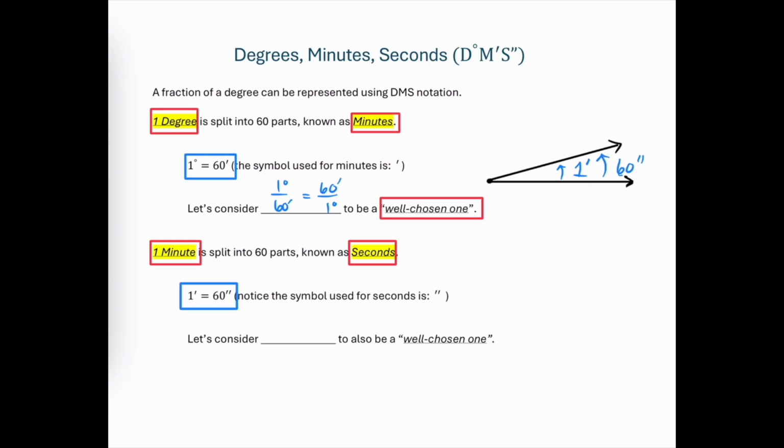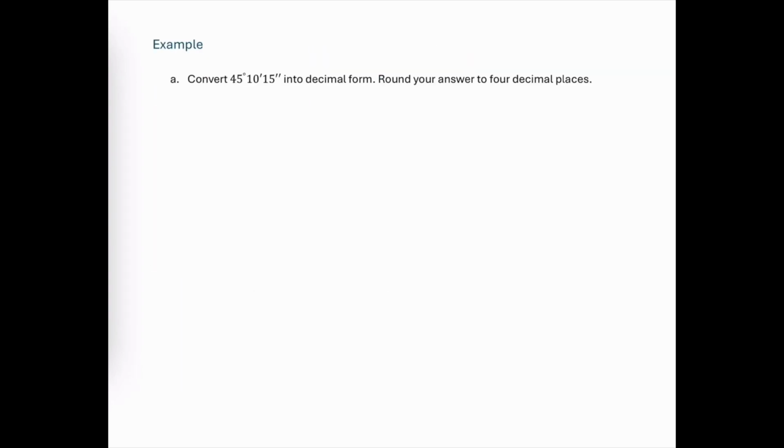Since 1 minute and 60 seconds are two ways of measuring the same angle, and they're equivalent to each other, we can say that 1 minute and 60 seconds is a ratio that's equal to 1. But we could also say that 60 seconds and 1 minute create a ratio equal to 1, and one of these well-chosen ones will be used to convert from minutes to seconds or from seconds to minutes. We'll have to make the choice which one is appropriate for the direction that we're converting. So let's look at an example.